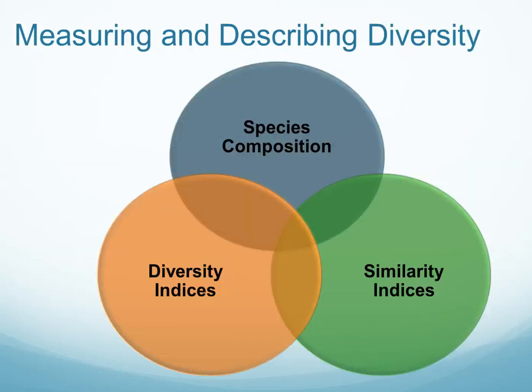There are a number of ways of measuring and describing diversity. We actually can't go out and just measure something and measure diversity directly. Diversity measurements and species composition measurements are calculated or composite measurements. We're going to focus on species composition, then diversity indices, and similarity indices.